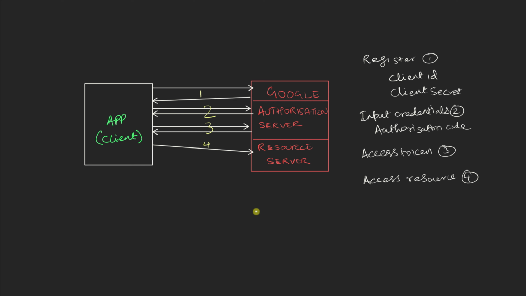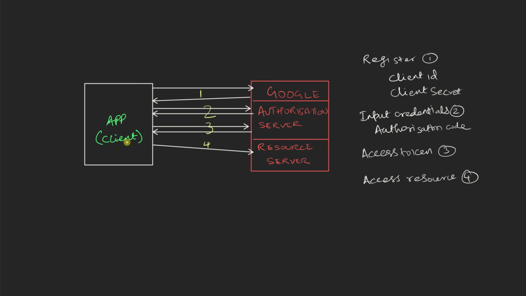When OAuth was introduced for authorization, people immediately thought they could use it for authentication as well. But it is not what it is meant for, and we are not supposed to use it for authentication. But people still started using it. And when they started using it for authentication, this is how the flow looked like.